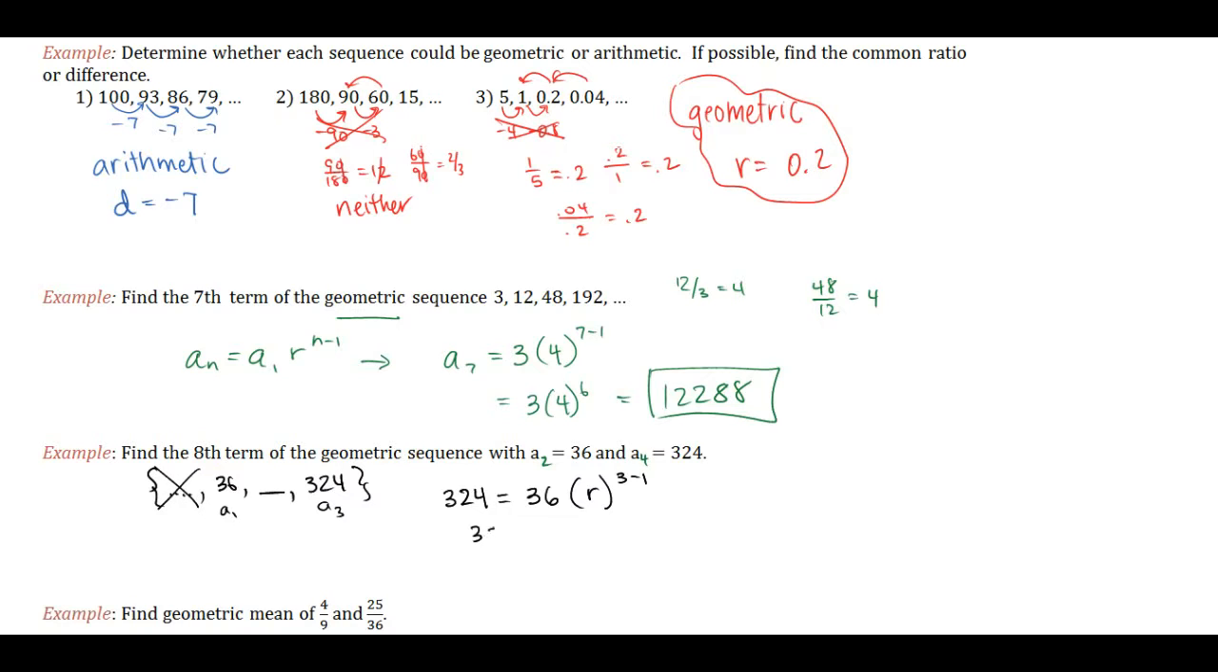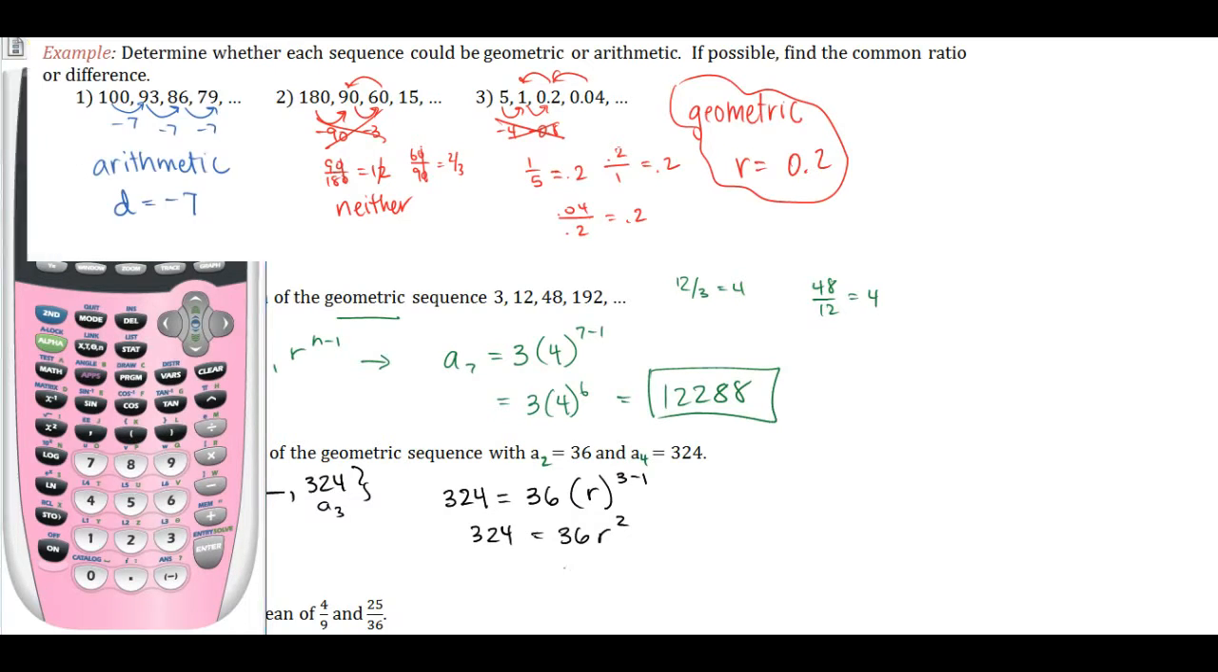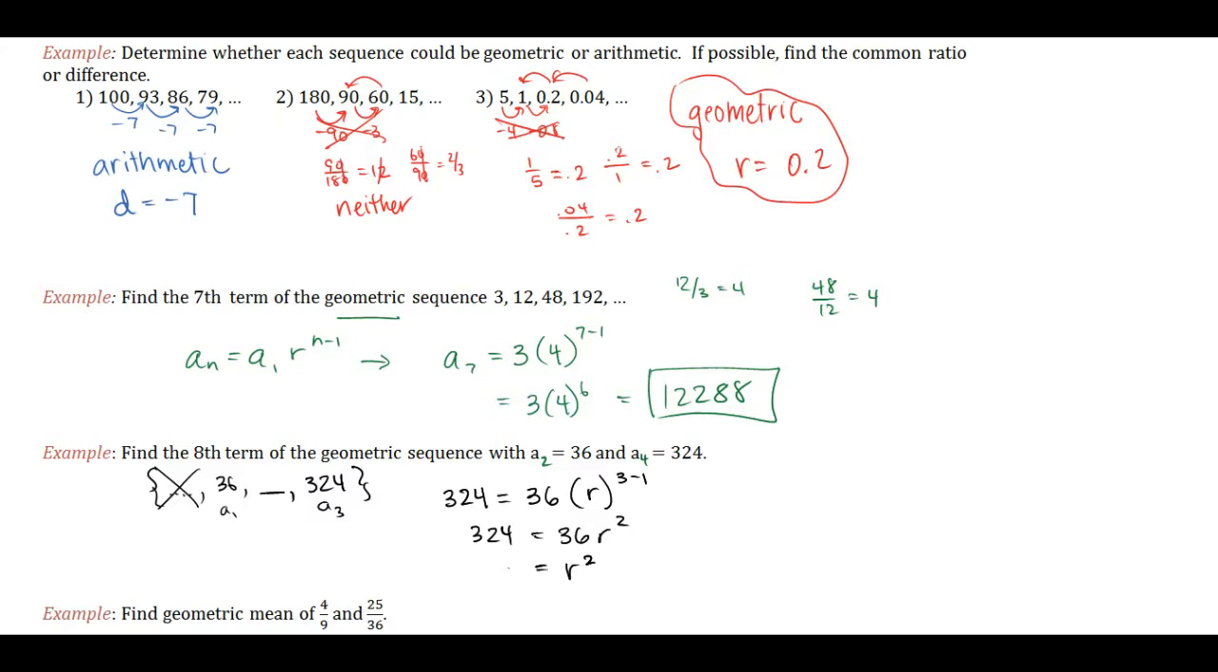Well, here we go. We get 324 equals 36r squared. So now I can divide by 36. And then I get 9. So r squared is 9. So that means r must be, now again, we're drawing in the square root, so plus or minus 3.